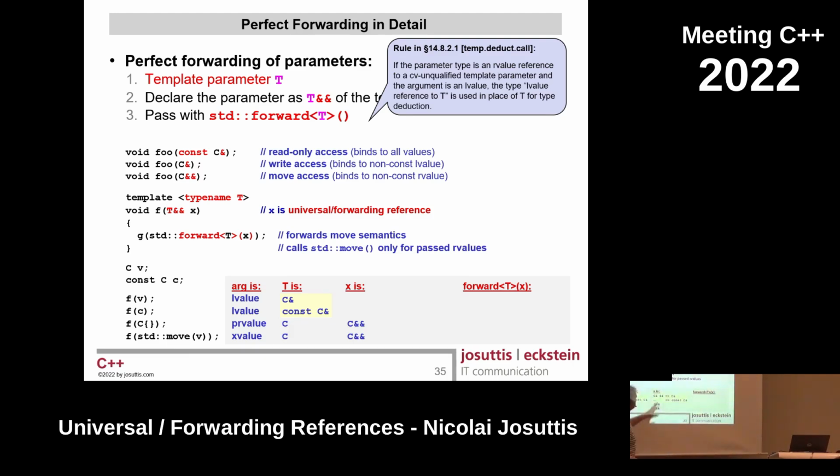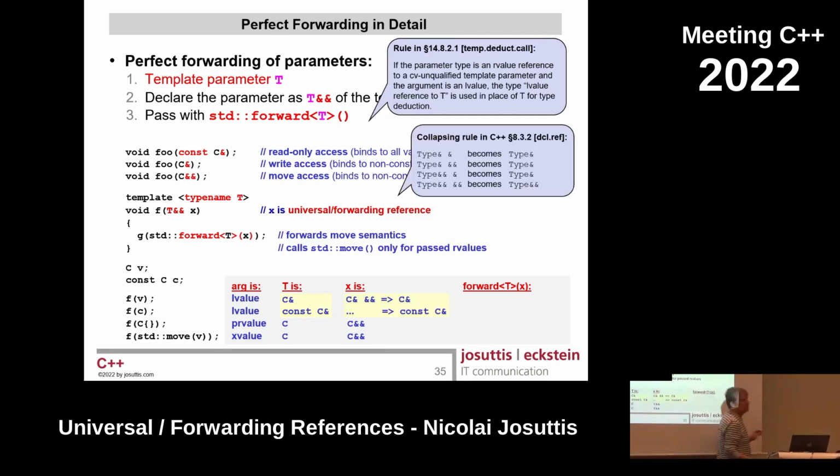So there, we have other rules in the standard. We call them reference collapsing. If you have a reference to a reference, what is the resulting type? The answer is, if you have different kinds of reference, what you get is always an L value reference, except when you bind an R value reference to an R value reference. So when something already has two ampersands, and now you apply two ampersands to it.